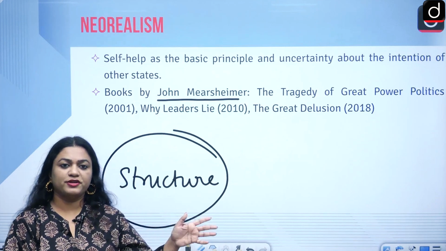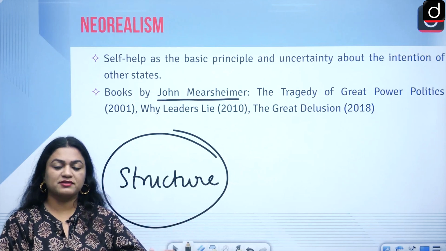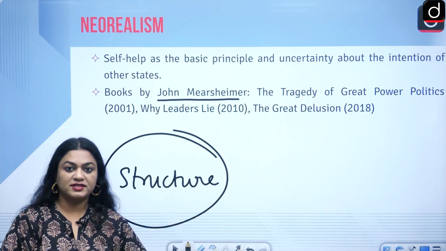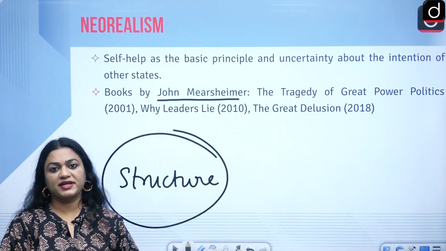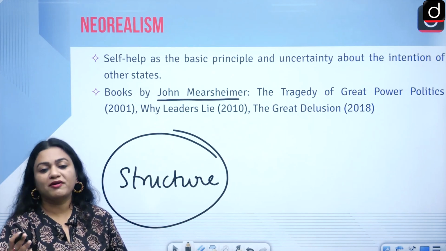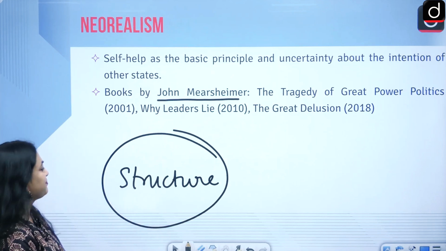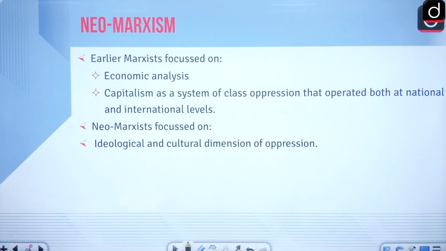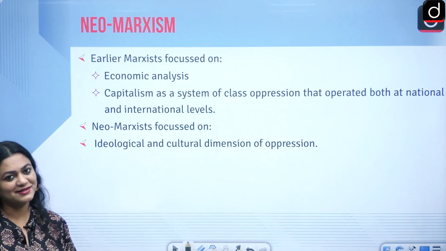And from here, you have the two branches of realism: defensive realism, which talks about security maximization, and offensive realism, which talks about power maximization. Okay, now we reach our third leg, and that is associated with neo-Marxism.